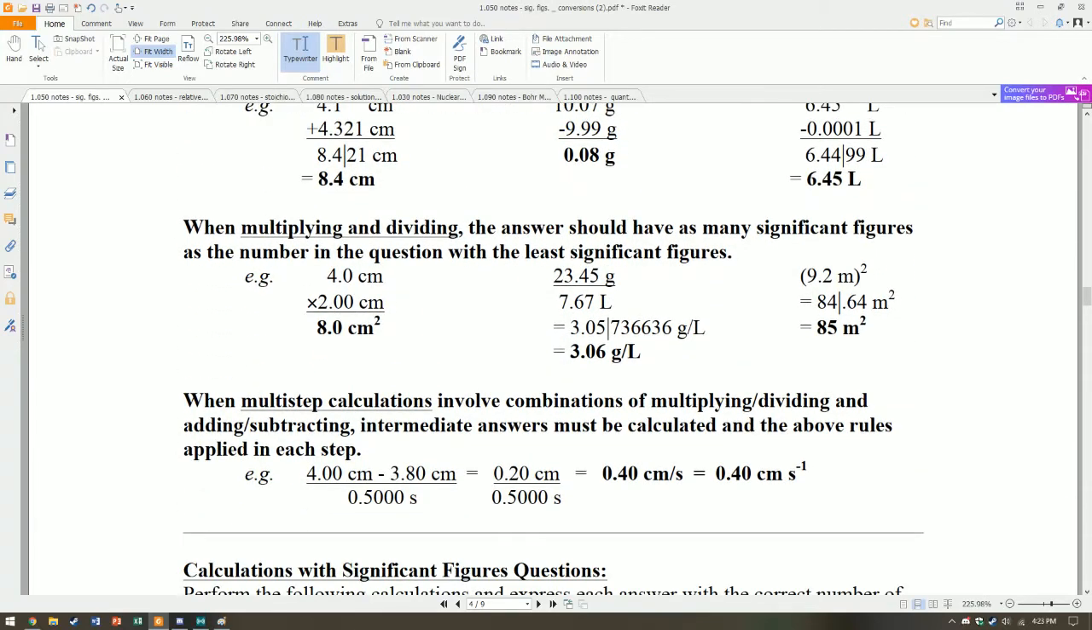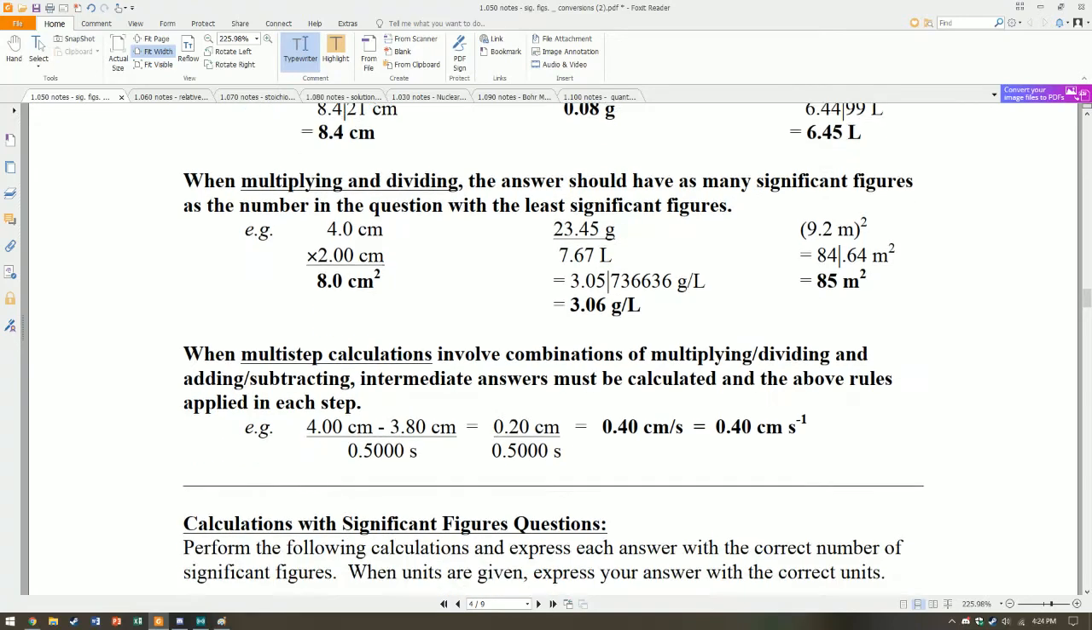However, when we're multiplying and dividing, we report it to the lowest number of sig figs given. So this one has 2 sig figs, this one has 3, so therefore our answer is only allowed 2. This one has 4, this one has 3, therefore you're only allowed up to 3 sig figs. And when we square it, remember squaring is just multiplying by itself, so you're only allowed to report it to 2 sig figs, do the squaring, then round it off to 85.